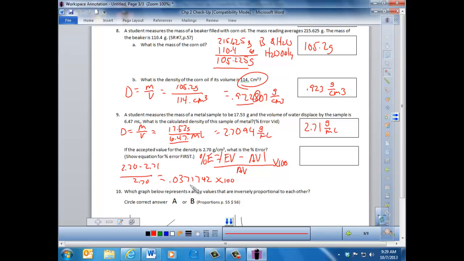So when we multiply this by 100, it's just going to move this decimal place over here between the 3 and the 7, and you're going to stop there with that third significant figure. So that becomes 3.72%.